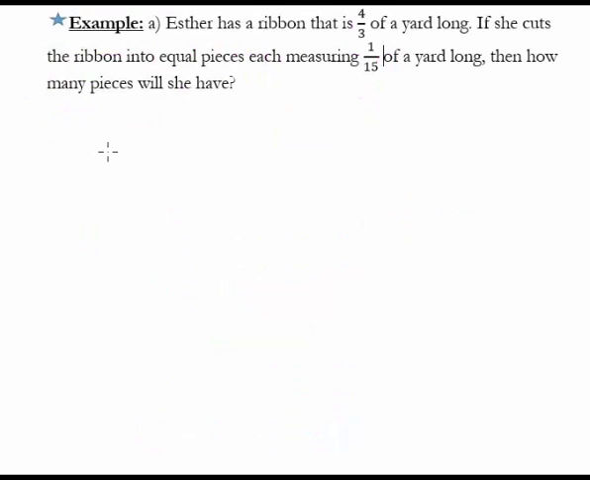Hi scholars, we're going to look at a couple of problems where it's helpful to think about using the measuring model that we've learned about. So for example, Esther has a ribbon that is 4/3 of a yard long. So I'm going to interpret 4/3 as 4 of these things that are thirds of a yard, right?